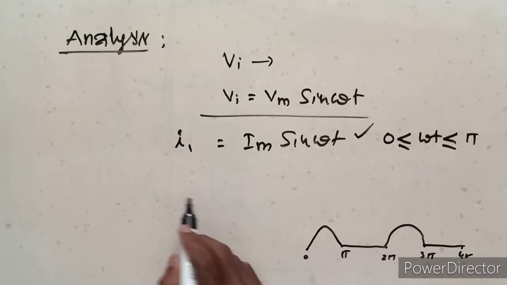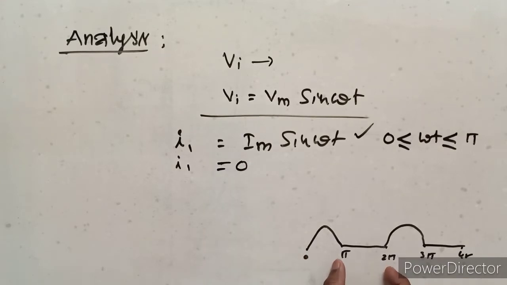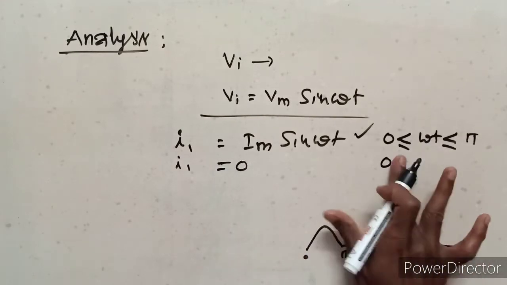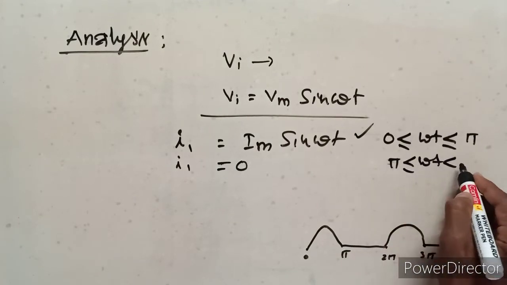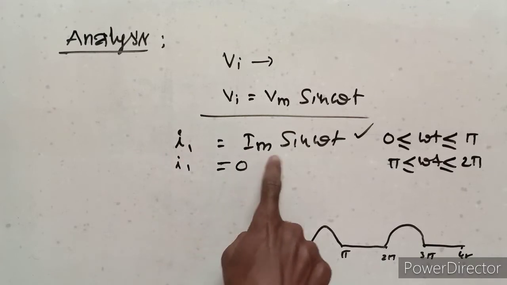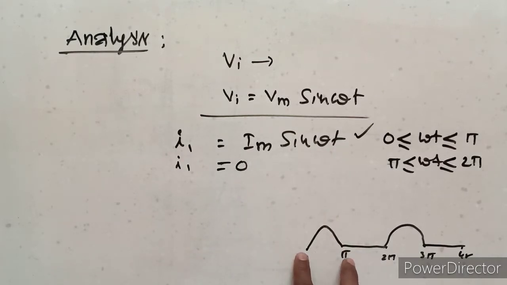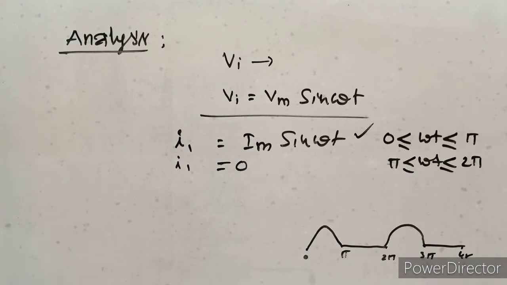Then I1 equals 0, not allowed, between pi and 2 pi. This is the one case: the input current equals Im sin omega t. This is the allowed current from 0 to pi. It does not allow current from pi to 2 pi, so I1 equals 0.